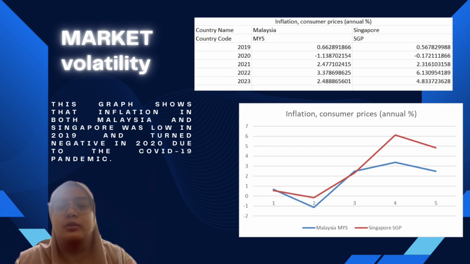Inflation peaked in 2022, with Singapore recording a much higher rate than Malaysia, mainly because of rising global energy prices, supply chain disruption, and Singapore's reliance on imports. In 2023, inflation declined in both countries, showing easing price pressure, although Singapore continued to have higher inflation than Malaysia.